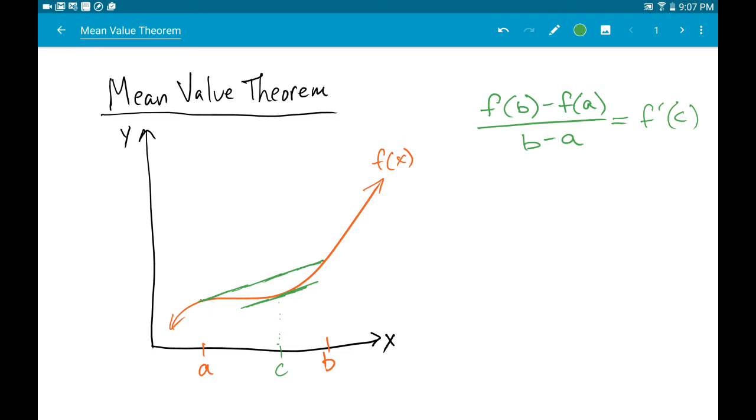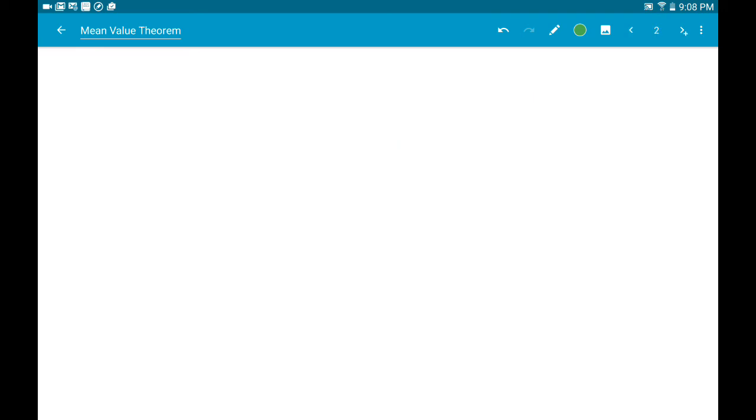I love the picture to this because it's not hard to argue that these slopes at least look the same, because to me they look like parallel lines, and we know parallel lines have the same slope. And so a lot of times the mean value theorem will ask us to find a particular c value. So I thought we'd take a moment and do a quick example of the mean value theorem in action.